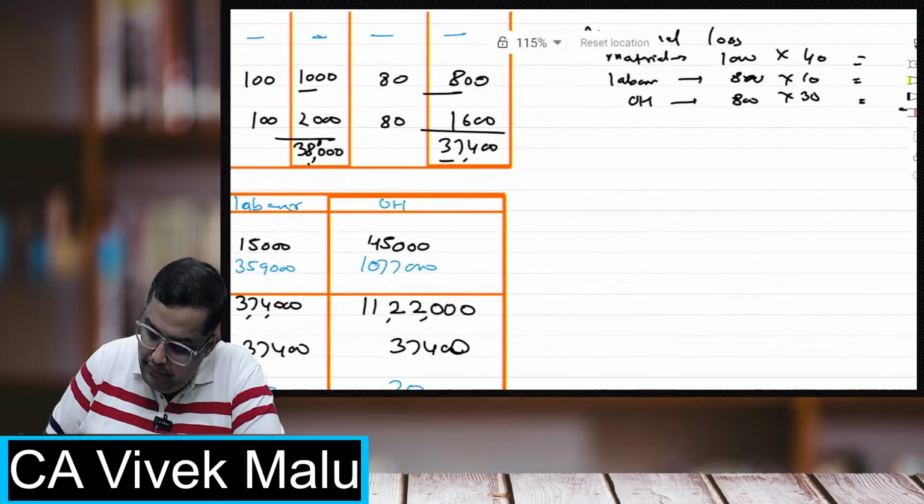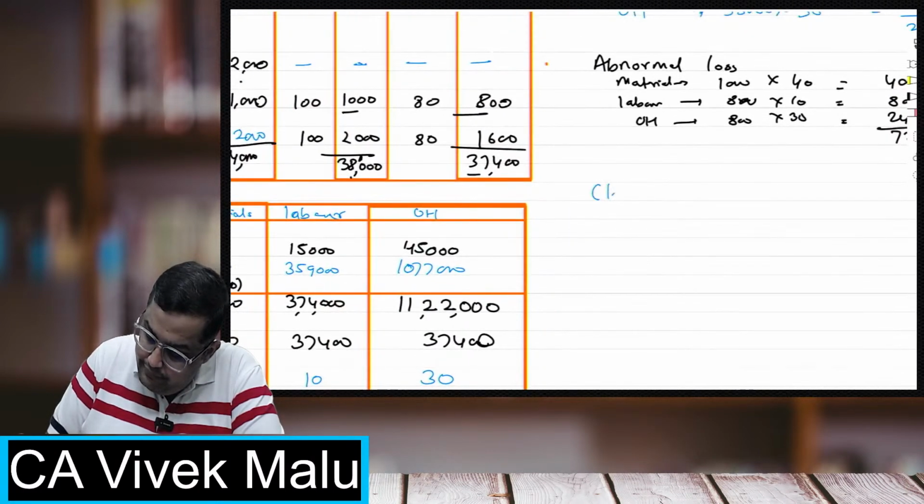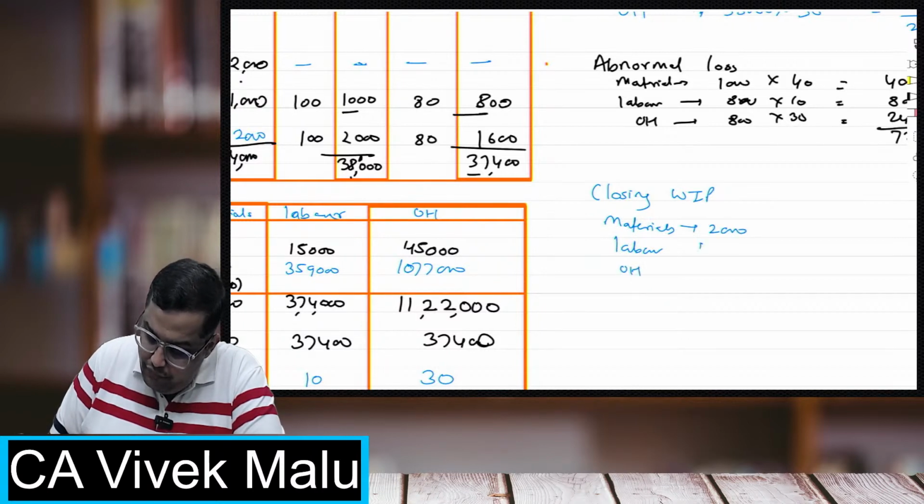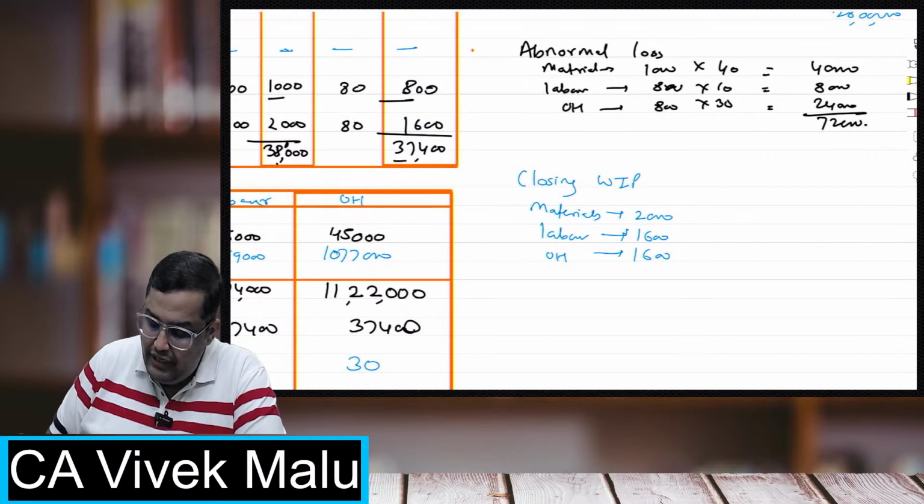Closing WIP. Materials, labor, overheads. In terms of material, 2000 units. In terms of labor, it is 1600 units. In terms of overheads, also 1600 units. So calculate, come on.